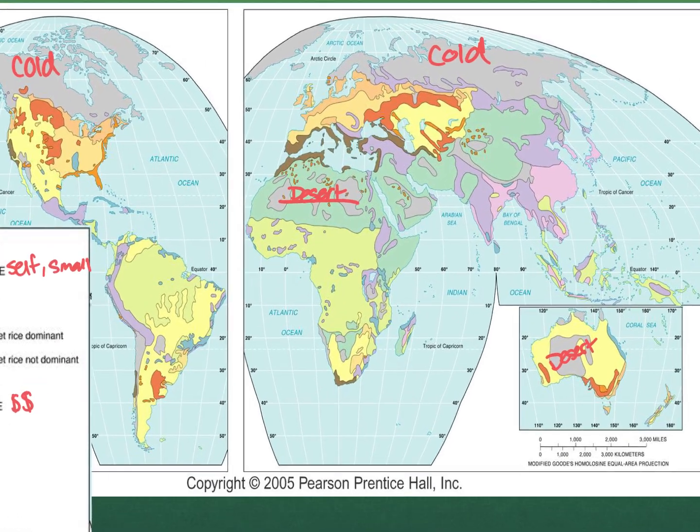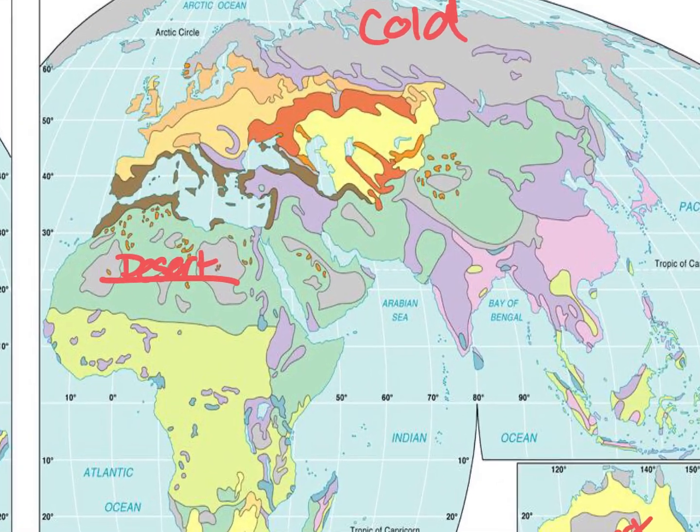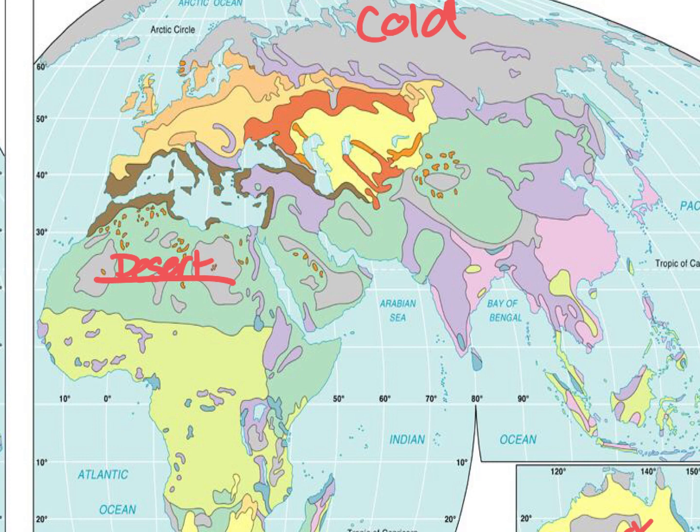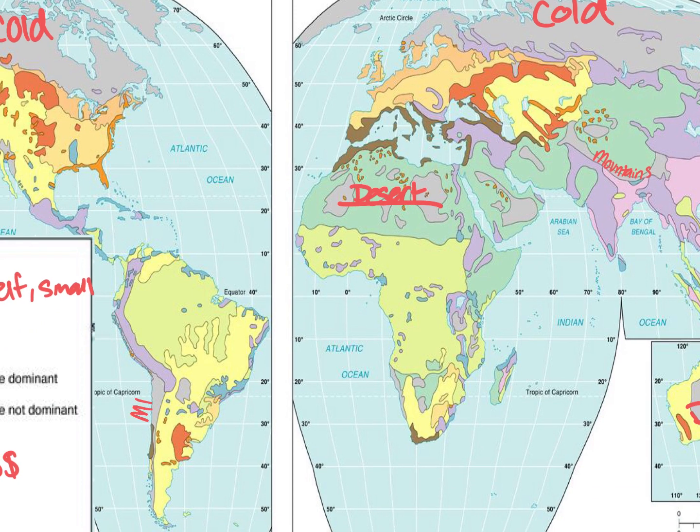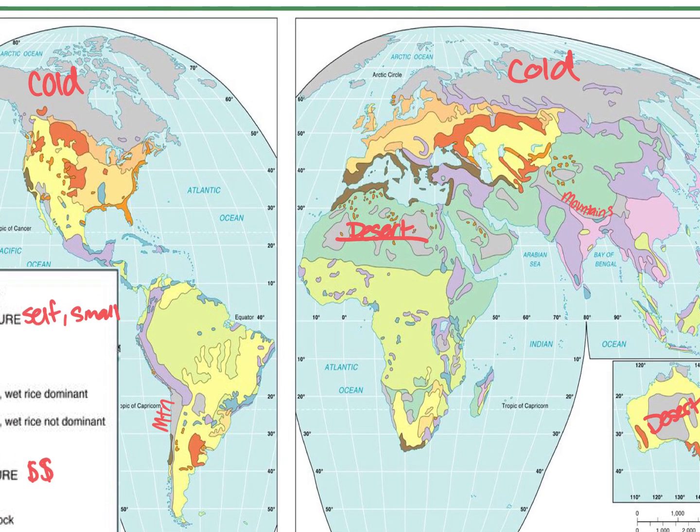What about up there north of India? What is this gray right here? What physical feature is that? Yep, mountains. Can't grow anything at high elevation. And there's also more mountains down here in Chile, right? So high elevation, too cold, too hot, can't grow anything, right? And we see that on our map.